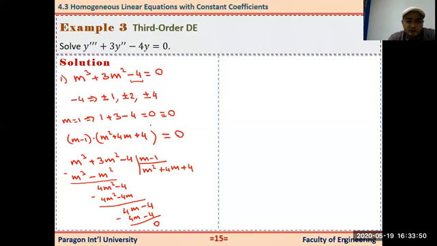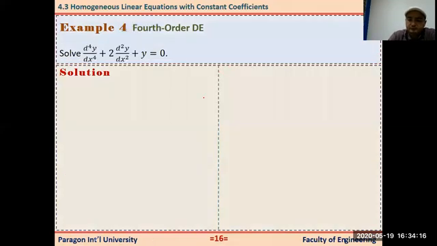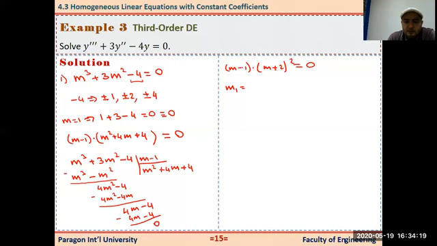Or if you just factorize this completely, we get m minus 1 times m plus 2 squared, that's equal to 0. So the algebraic multiplicity of this root is equal to 2, right? So that means that the first root is m sub 1 equals, actually here, not plus, it is minus, is equal to 1, m sub 2 and m sub 3 are equal to minus 2.